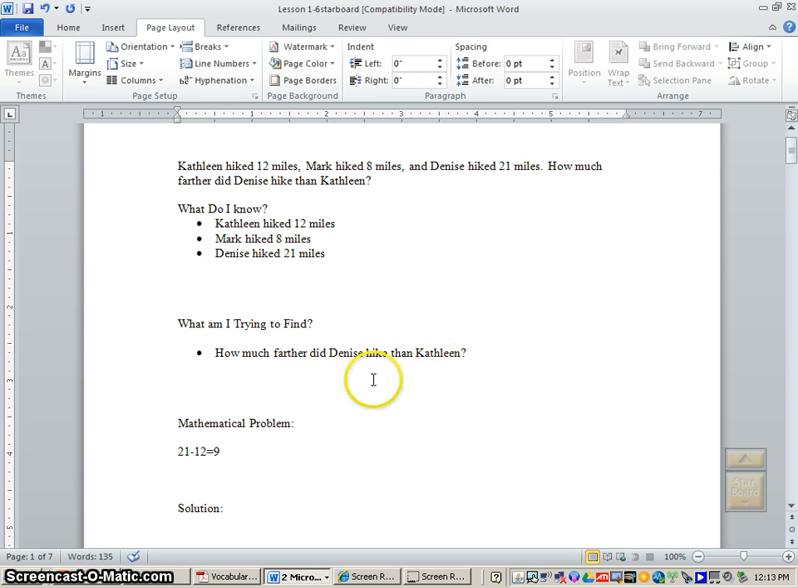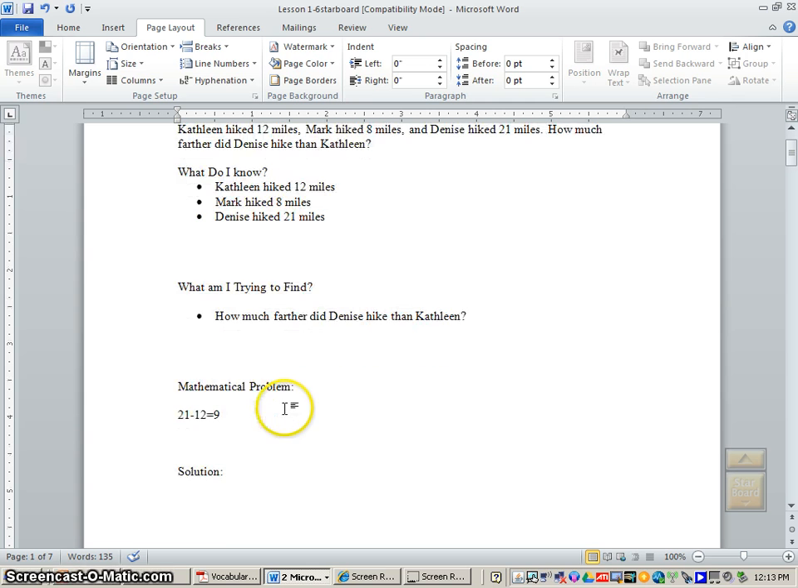However, I'm not going to leave that as my final answer because I go down to the solution section of this story problem, and I'm going to write the answer in a nice complete sentence. So you can see that I typed in a nice complete sentence. I just did not say the answer is 9 or just 9 miles. I typed in Denise hiked 9 miles more than Kathleen.